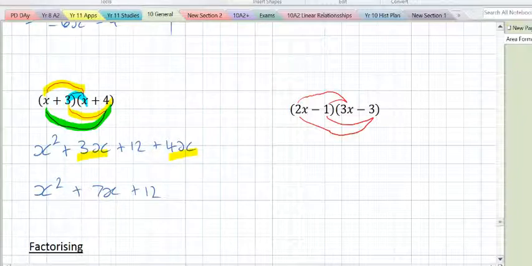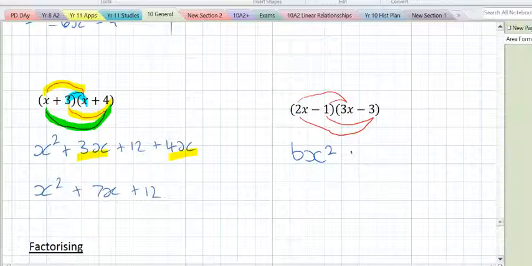So what was the first multiplication for you? 2x times 3x. That's 6x squared. Good, because we've got 2 x's there that are being multiplied. Wait, 6x squared, did you say? Yeah, you got it. That's fine.